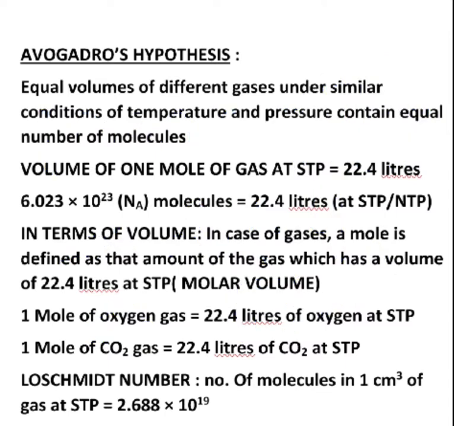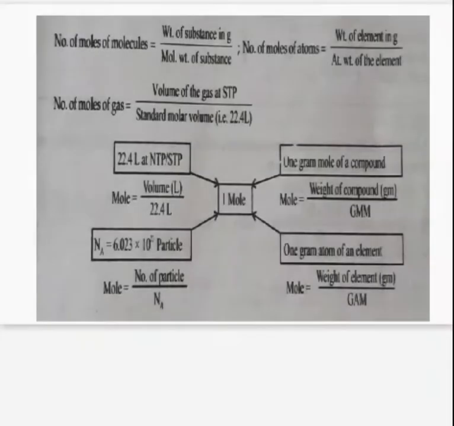One more thing to be kept in mind is the Loschmidt number. What is it? It is the number of molecules in 1 cubic centimeter of gas at STP conditions. What is that value? It is 2.688 × 10^19. Is it okay? So let us move ahead. Now some important formulas are specified on the screen so that you are able to perform the numericals given to you, right?